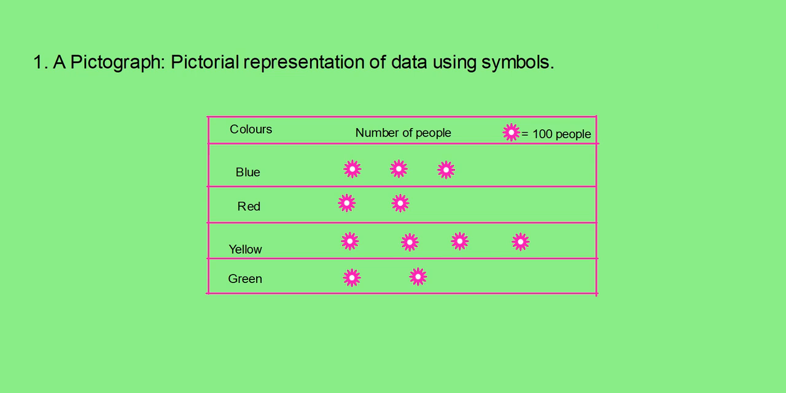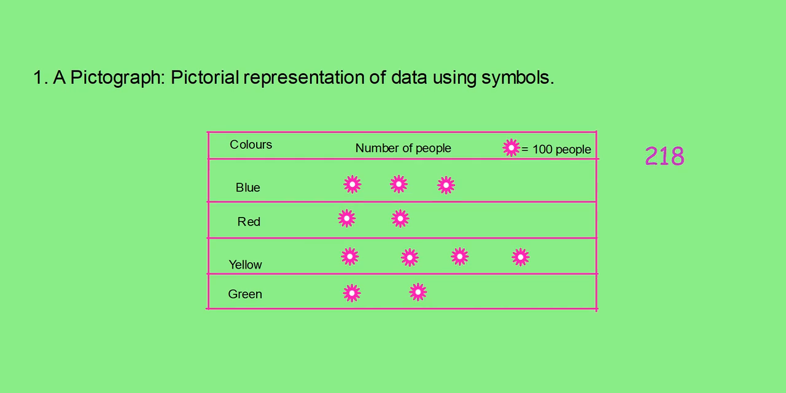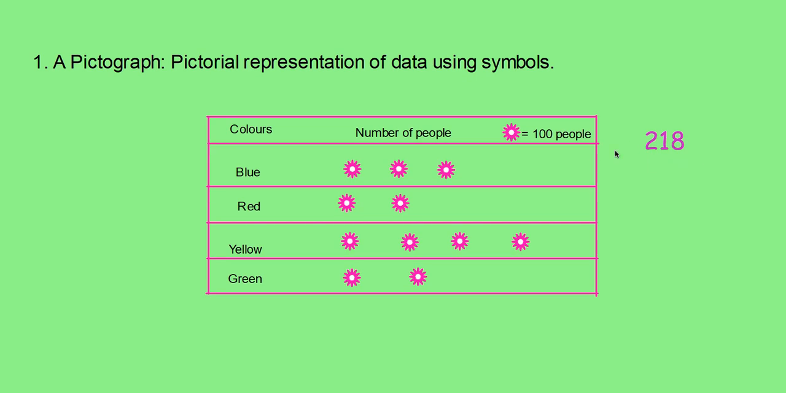From this pictograph, you can find out which color is liked by the maximum number of people. Yes, it is yellow. How many people like yellow? Yes, it is 400 people. But there are some limitations to this. Suppose you want to represent a number like 280. It is very difficult to represent this number using a symbol.